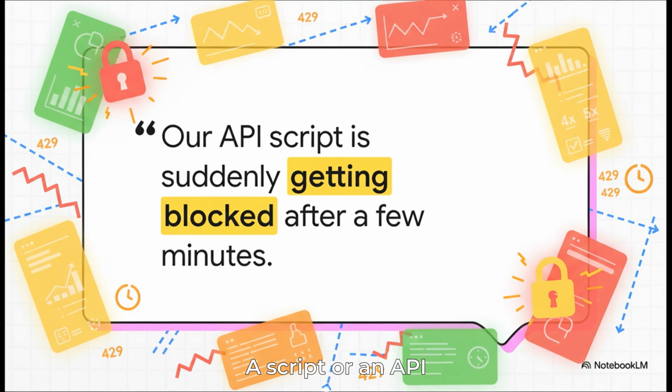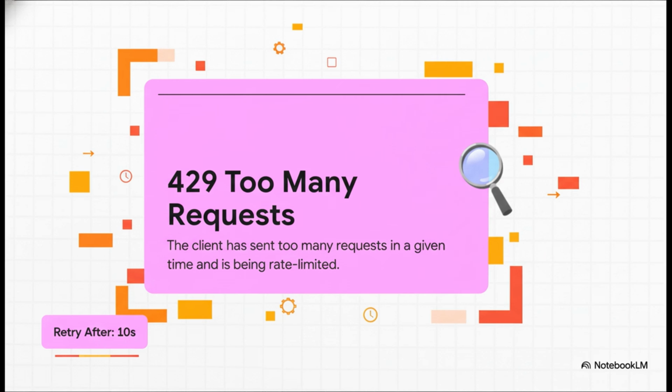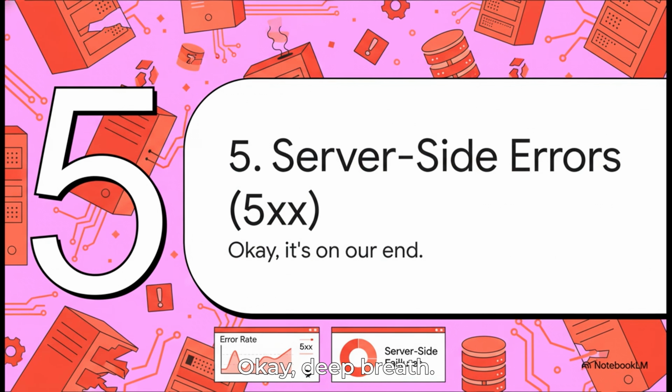A script or an API integration runs perfectly for a few minutes, and then suddenly, it gets blocked. This is a classic sign of rate limiting. And that brings us to the 429 too many requests error. This isn't really a failure, it's a protection mechanism. The server's just saying, "Whoa, slow down there, you're hitting me too fast." And a well-behaved API will even include a retry after header to tell the script exactly when it's okay to try again.